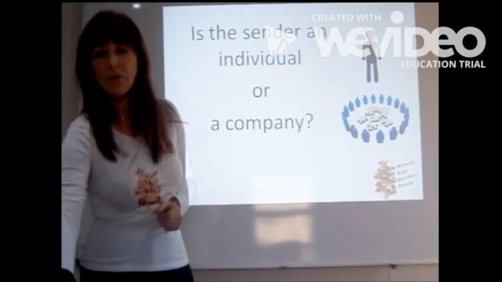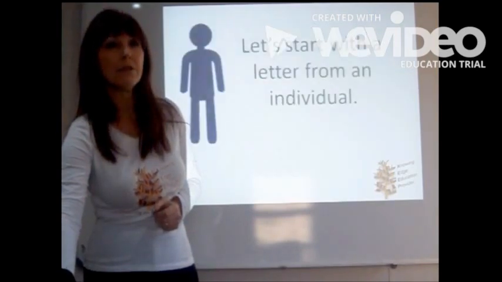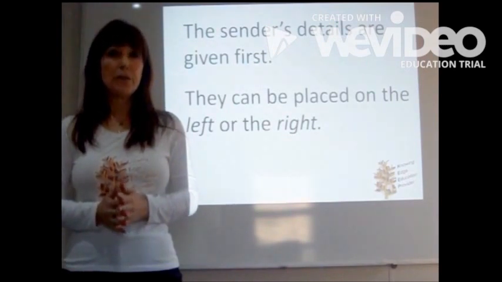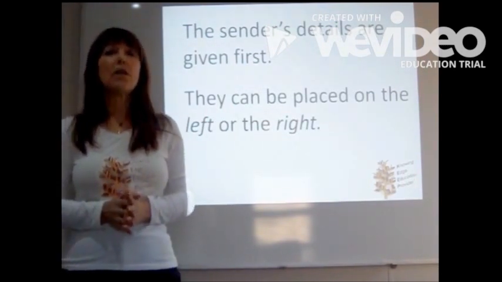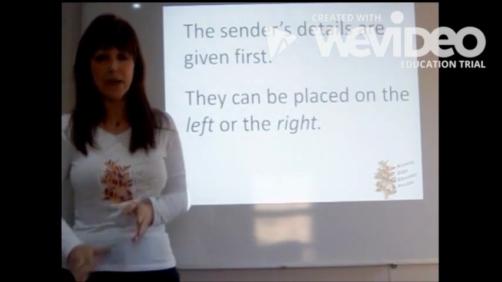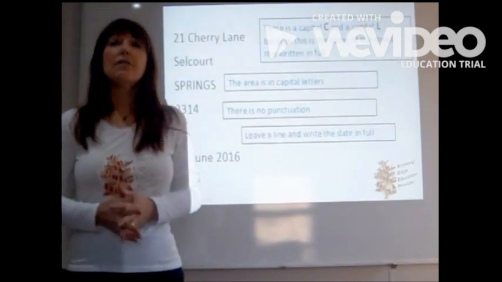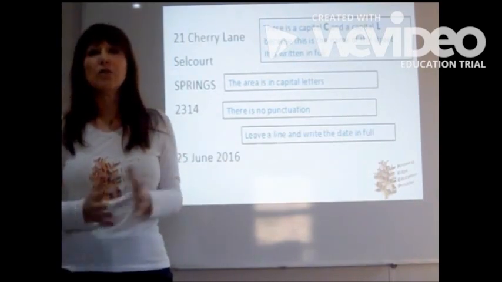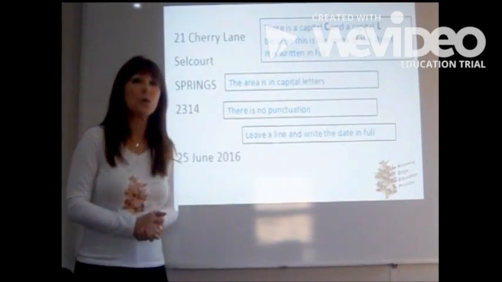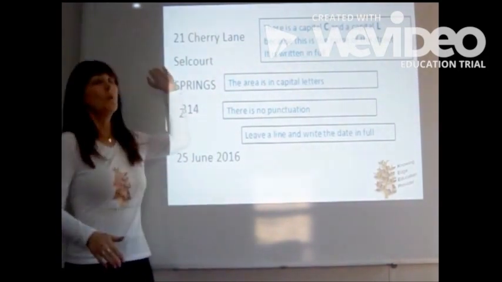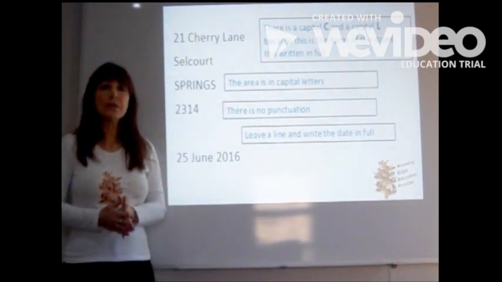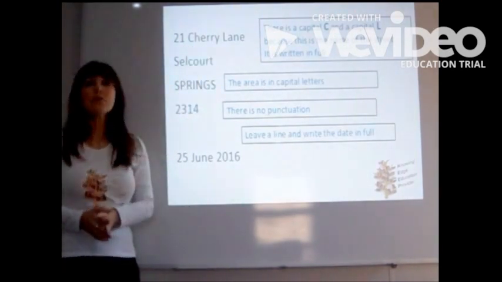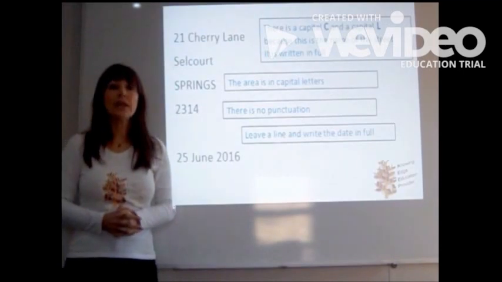We're going to start off looking at formatting a letter from an individual, and we always give the sender's details first. The sender's details can appear on the left or the right of the page. Let's have a look at setting it up on the left because it's just easier. That's where you start typing when you go into your word processing program. We put the number of the street first and then the name. Capital letters are used for the C and the L because those are names.